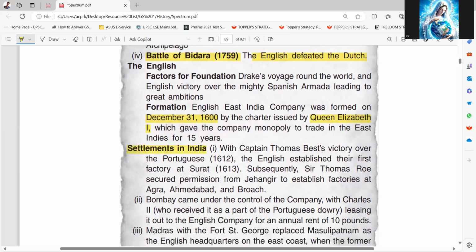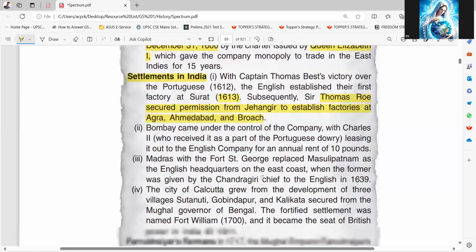Settlement in India with Captain Thomas Best's victory over the Portuguese 1612. The English established their first factory at Surat 1613. Subsequently, Sir Thomas Roe secured permission from Jahangir to establish factories at Agra, Ahmedabad, and Broach.